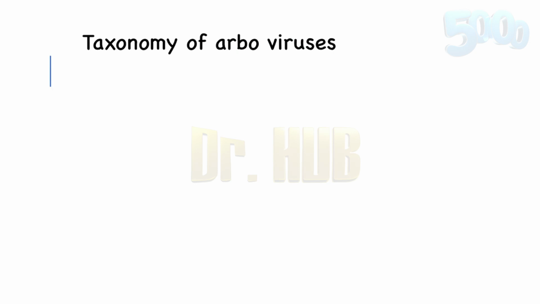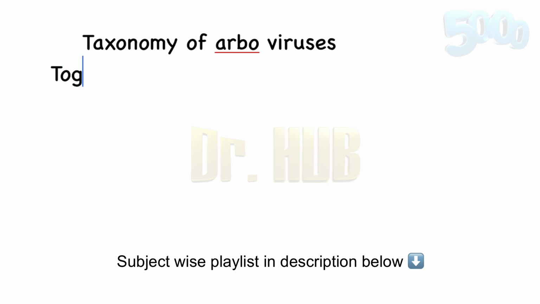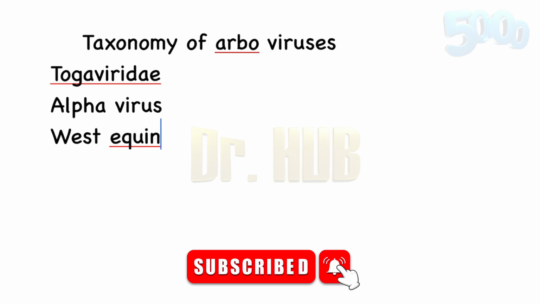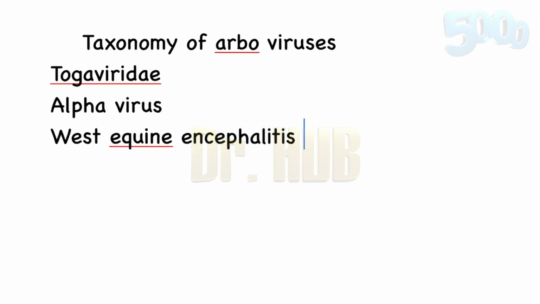Now we're looking into the taxonomy of the arbovirus. So the first one is the Togaviridae. Togaviridae, the genus is nothing but the alphavirus. Important species include chikungunya, the eastern equine encephalitis virus, the western equine encephalitis virus, and the Venezuelan equine encephalitis virus. Another important one which we just saw was chikungunya.